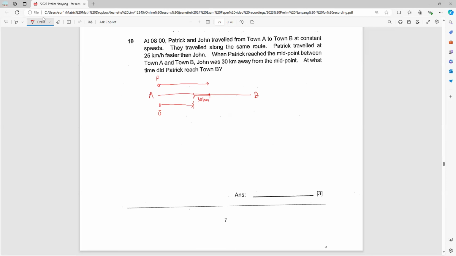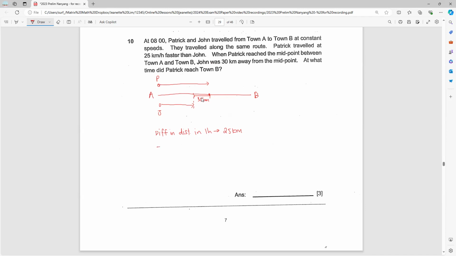Okay, so you have a diagram like that. They didn't give us John's speed, but they did give us the difference in the speed. This difference in the speed means that in 1 hour, Patrick can travel 25 km more than John. So we call that the difference in the distance in 1 hour. The difference in the distance that they travel in 1 hour will be 25 km. So the difference that we're looking at is not 25 km, but 30 km.